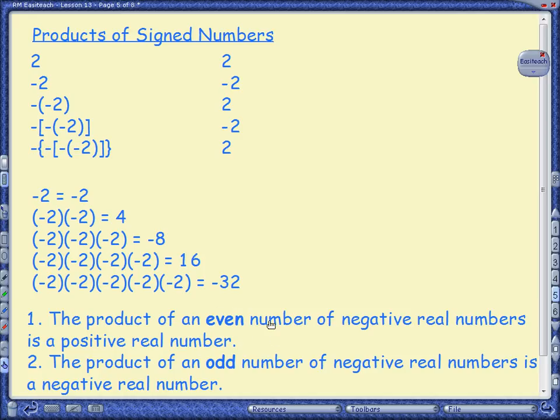The product of an even number of negative real numbers is a positive real number, just like it is here and here. And the product of an odd number of negative real numbers is a negative real number. 5 negatives gave us negative 32. 3 negatives gave us negative 8.